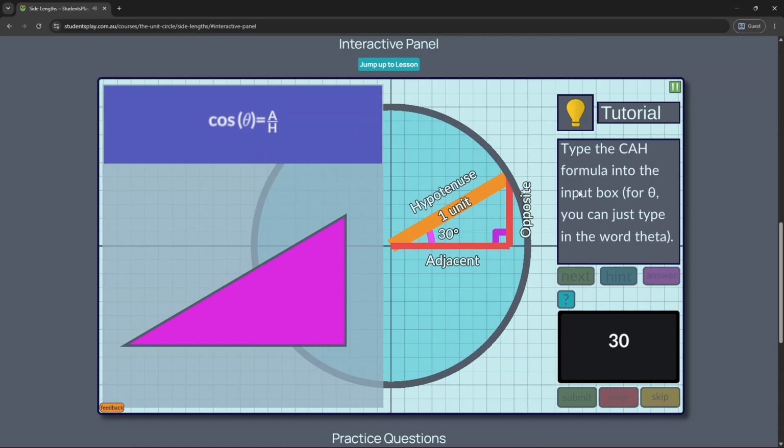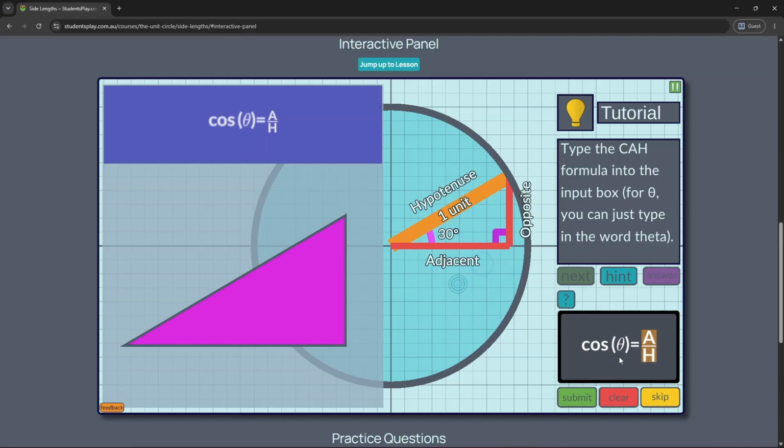Type the CAH formula into the input box. For theta, you can just type in the word theta. We're literally just copying this formula here, so cos open bracket, and then for theta, just type in theta, and it makes the theta symbol. Then close the bracket, equals A over H. Make sure you use capitals for those ones.